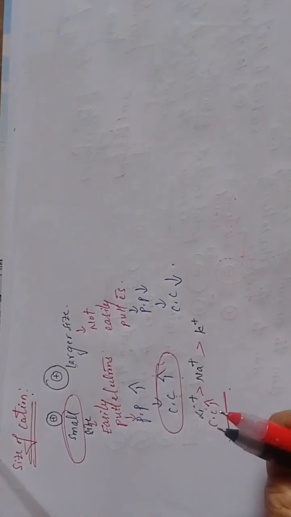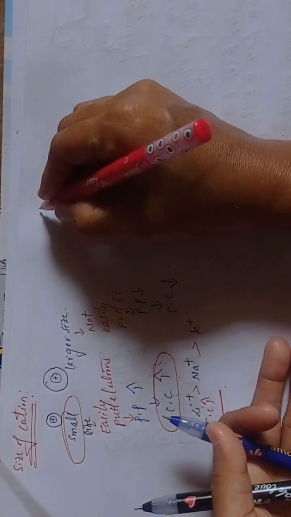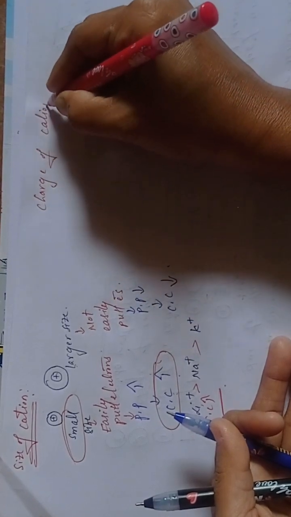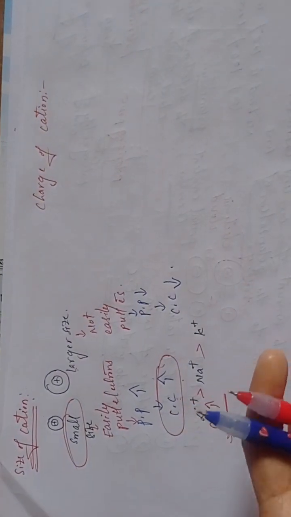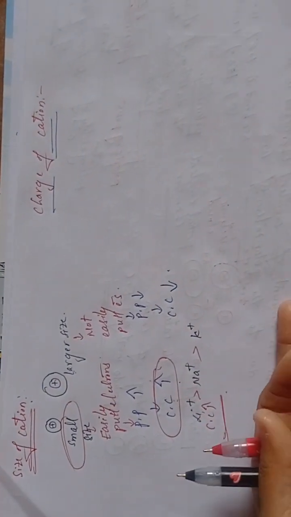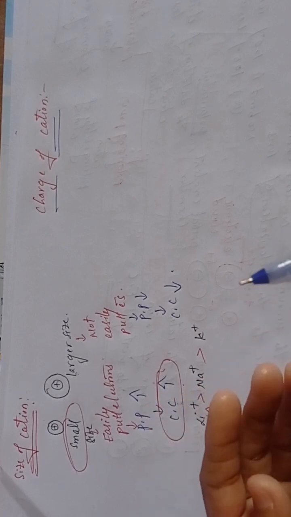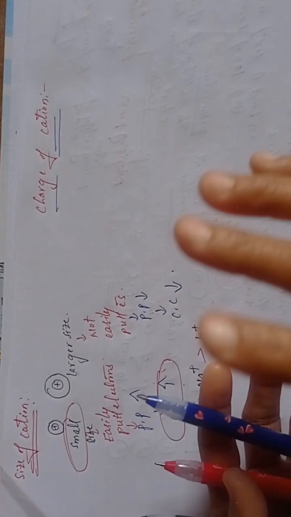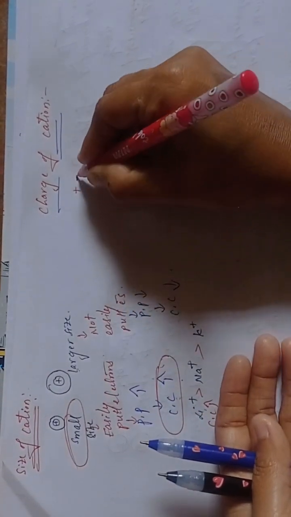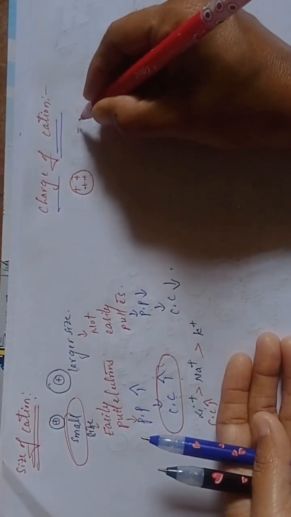Now coming to the charge of the cation. Let's take two examples of cations, one with less charge and one with more charge. More is the charge of the cation, here less charge.